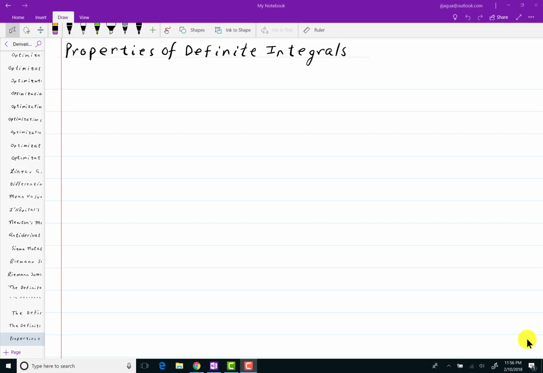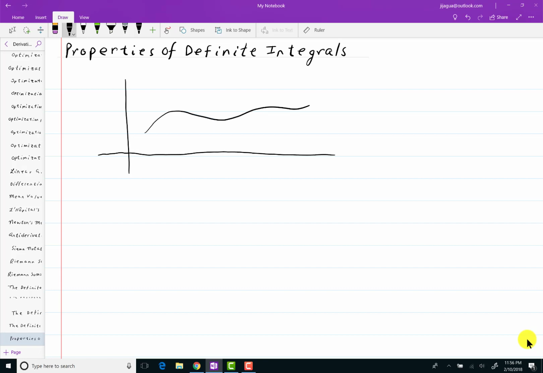I thought that I might do some properties of the integrals that we spent a lot of time doing all those limits. I thought some visual stuff might be nice. So let me just draw a rough sketch of a graph. And let's say we have a function. Let's call it f.